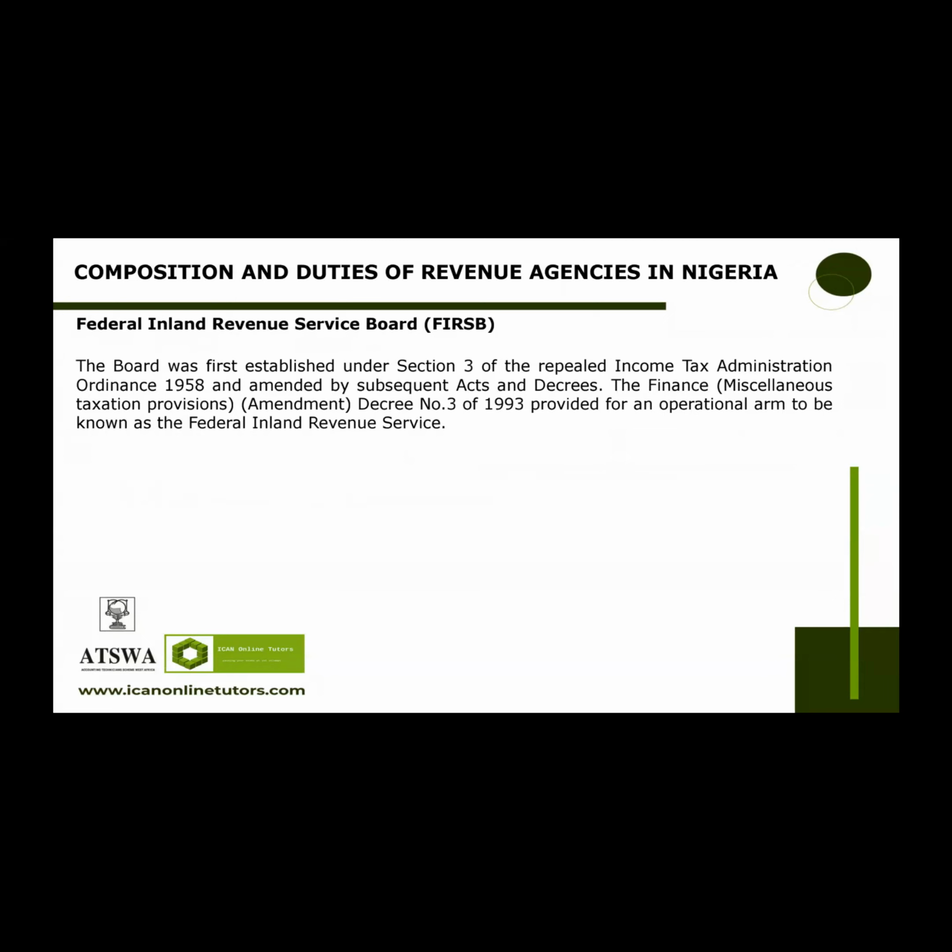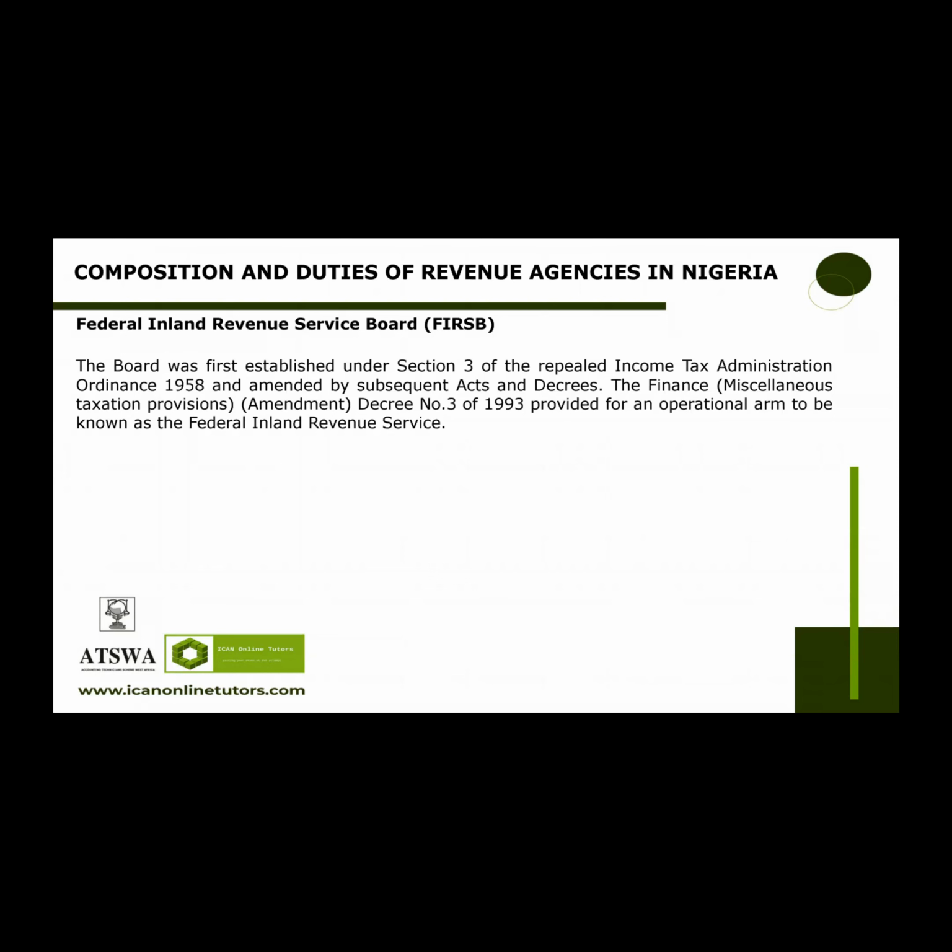So having concluded the discussion on the State Internal Revenue Service Board and the Local Government Revenue Committee, there's need also to discuss the Federal Inland Revenue Service Board, which is the board for tax matters at the federal government level. The board was first established under Section 3 of the repealed Income Tax Administration Ordinance of 1958 and amended by subsequent acts and decrees.